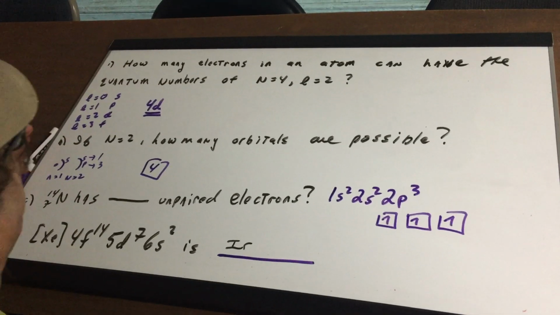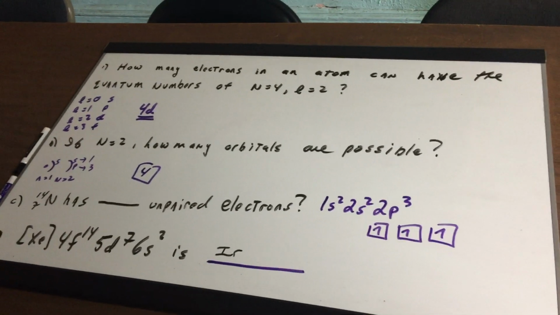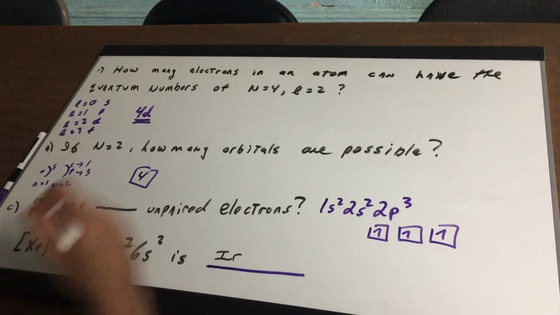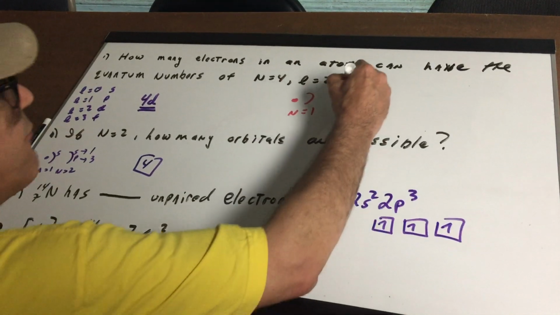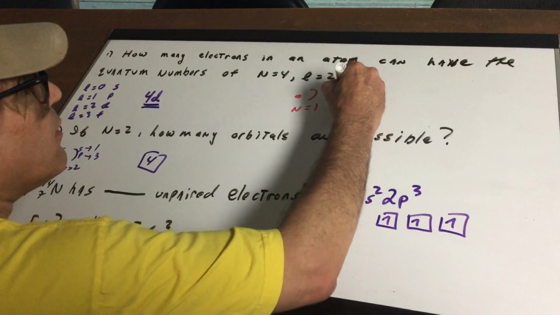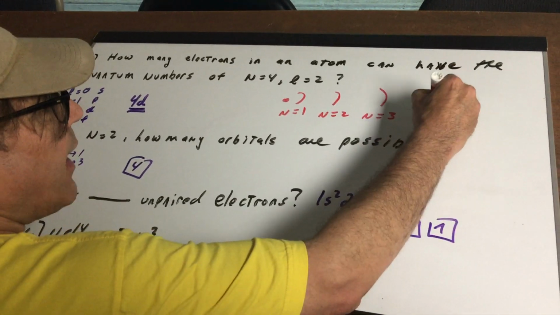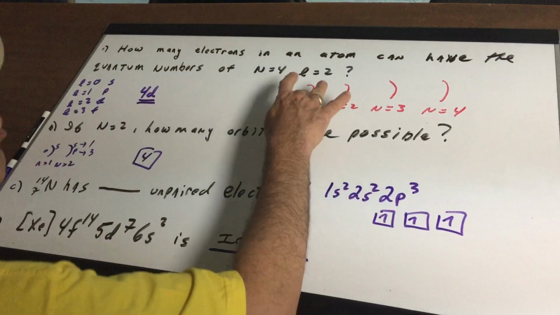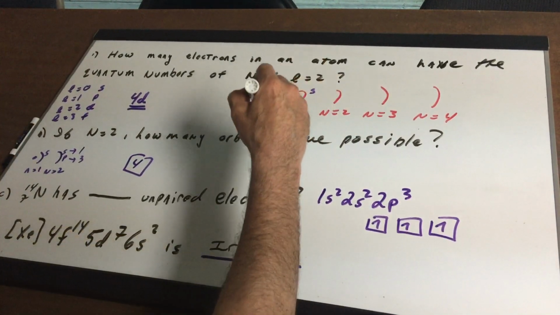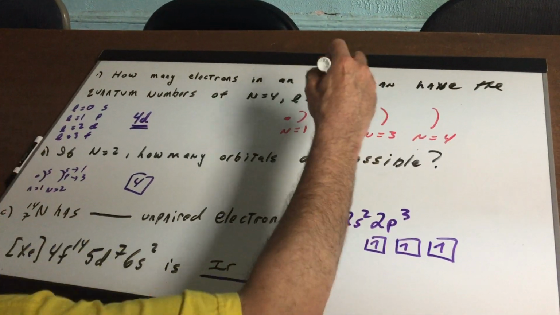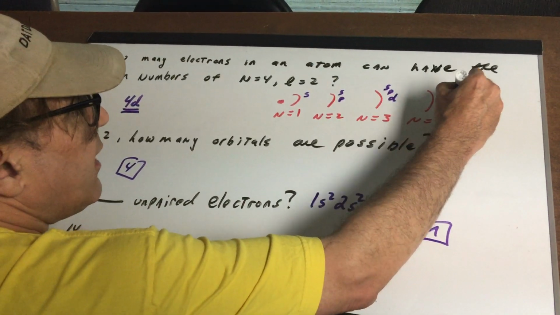The first question says, how many electrons in an atom can have the quantum numbers of n equals 4, L equals 2? Well, we all remember, if this is the nucleus, this represents the first principal energy level. Then we have n equals 2, then n equals 3, and n equals 4. Each principal energy level is divided into sublevels. So this would contain an S sublevel, this an S and a P, this an S, P, D, an S, P, D, and an F.